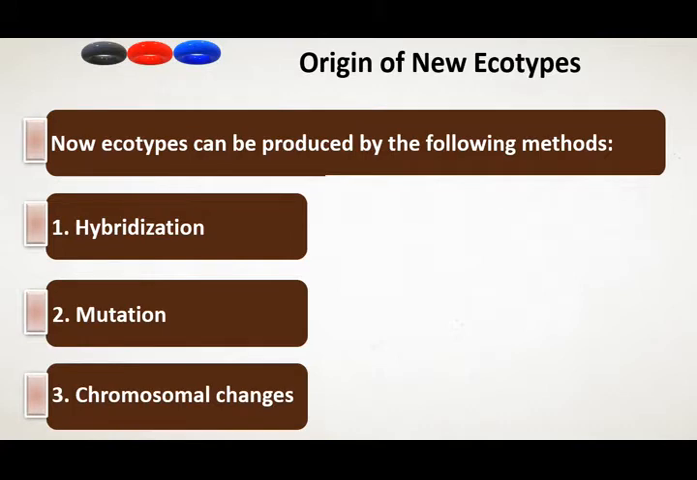The third method is by chromosomal change. Structural changes in the chromosome, such as translocation, inversion, and loss or addition of chromosome segments, produce change in genotype and phenotype, resulting in the formation of a new ecotype. Polyploidy also leads to the formation of new ecotypes because polyploids hardly exhibit the ecological tolerance that their parents do.